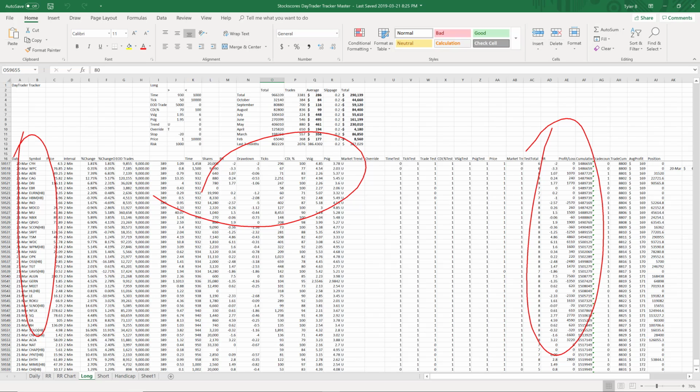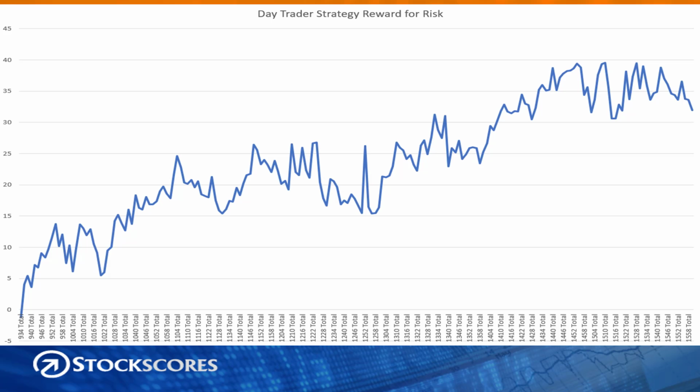So I can take all of these numbers and add them up every 2 minutes using another process I have in TradeStation and Excel to create this chart. This chart shows how those 31 positions moved in terms of total profitability through the day. These numbers here are for reward for risk. If I risk $100 and I make $100, that's a reward for risk of 100. If I risk $100 and I'm making $500, that's a reward for risk of 500. So this line adds up the reward for risk for all 31 positions through the day every 2 minutes.